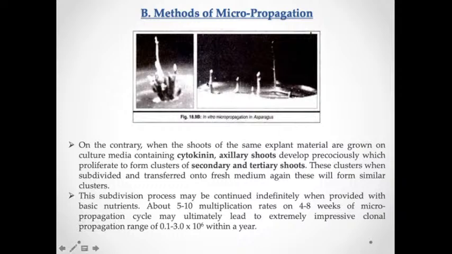This shows in vitro micropropagation of asparagus. It's used as a very expensive vegetable and eaten boiled or sauteed. This is how asparagus is grown in vitro. On the contrary, when the shoots of some explant materials are grown on culture medium containing cytokinin, axillary shoots develop precociously, which proliferate into clusters of secondary and tertiary shoots also.